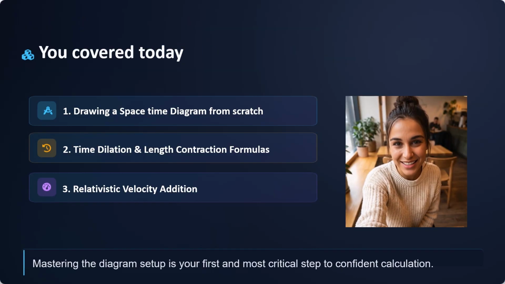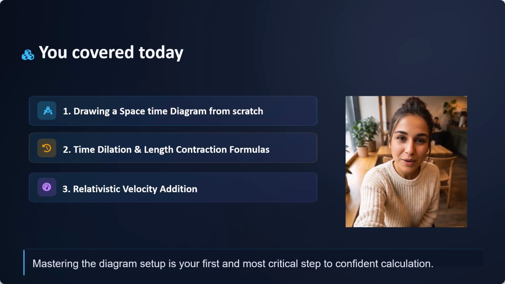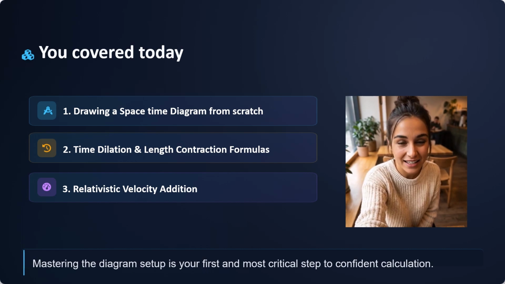So, companions, how was today's grand quest? We trained on drawing space-time diagrams from scratch, mastered time dilation and length contraction formulas, and conquered relativistic velocity addition. Which part was your favorite boss battle today? Was it drawing the folded axes or deriving the formulas in one hit?